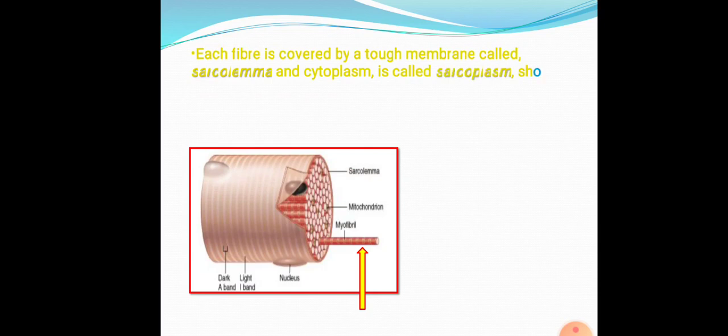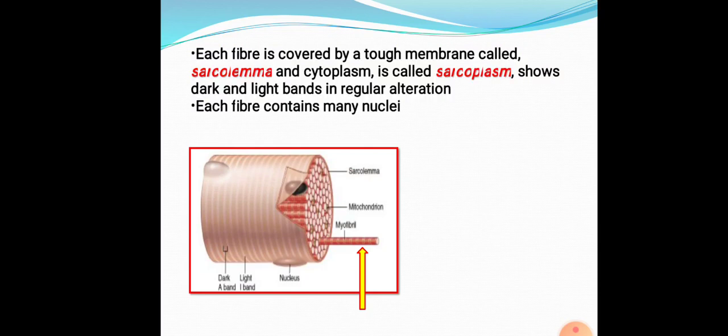This is a single muscle fiber. Each fiber is covered by a tough membrane called the sarcolemma, and the cytoplasm is called the sarcoplasm. The cytoplasm shows alternate dark and light bands in regular alternation. Each fiber contains many nuclei. These are the properties of the skeletal muscle fiber. Here is the sarcolemma, alternate dark and light bands you can see, and many nuclei.